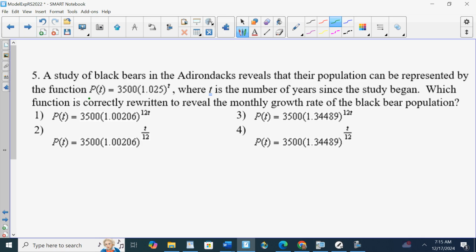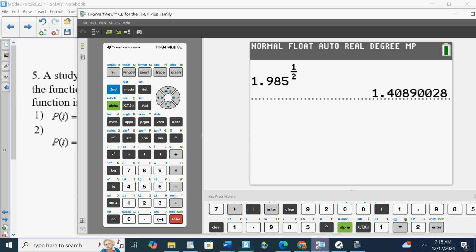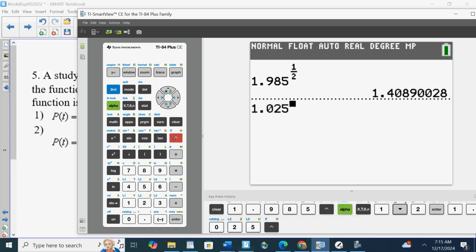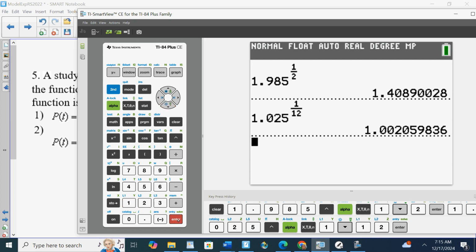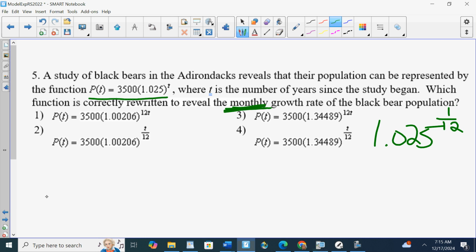It's giving me an equation for the yearly rate. I want the monthly growth rate. I'm converting rates. Converting rates, raise 1 over n. I take what's inside the parentheses and I raise it to the 1 over n power. I want the monthly growth rate, so n is 12. I go to my calculator, I type in 1.025 to the power of 1 over 12, 1.00206. This is the monthly rate.